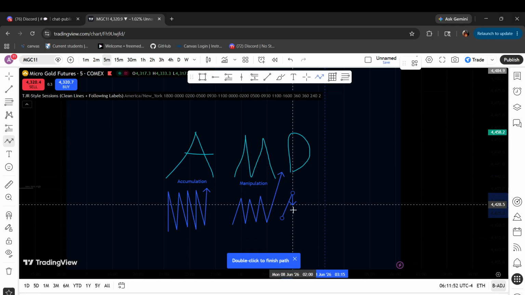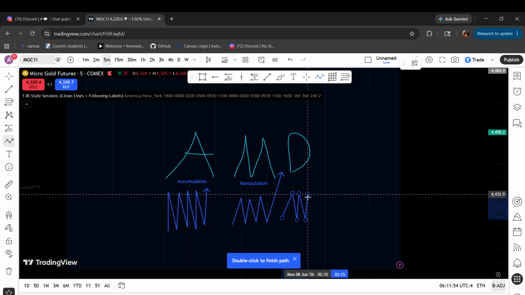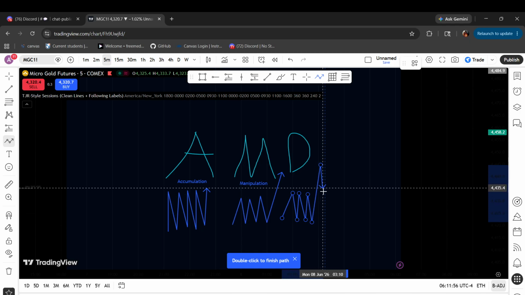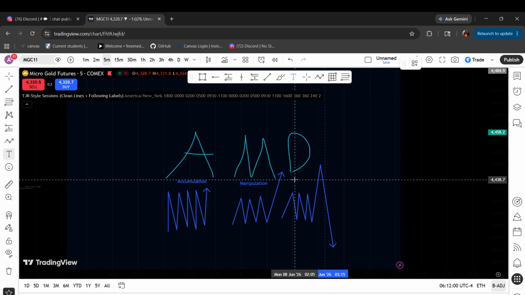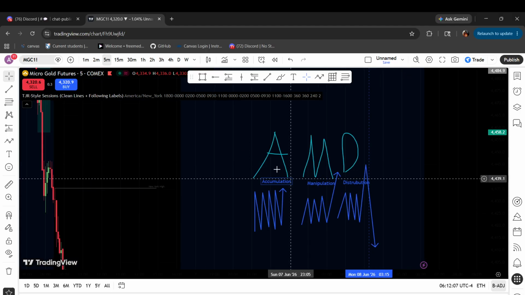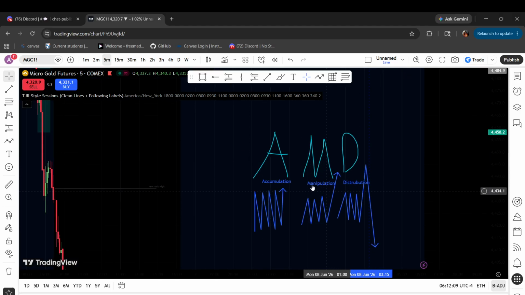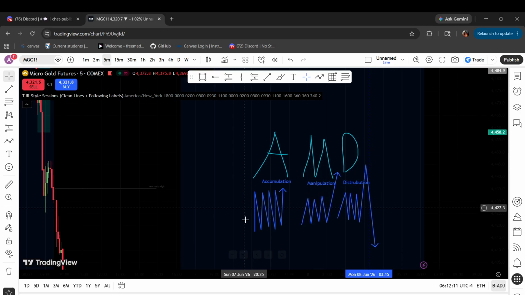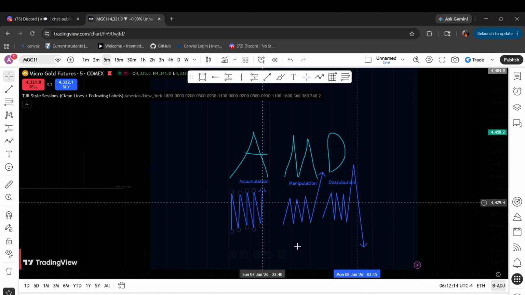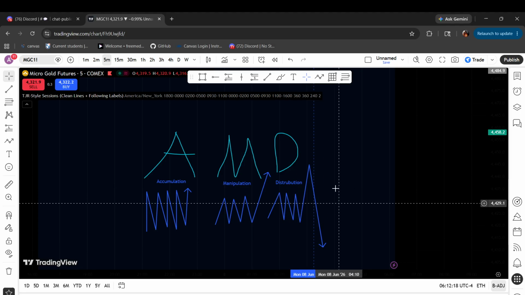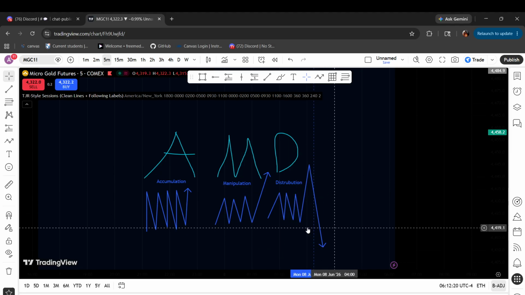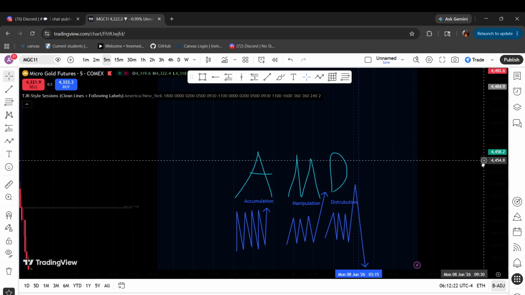Usually we have our accumulation move, we have our manipulation, and then we have our distribution move where we come lower. So this would be A, accumulation, M, manipulation, D, distribution. Accumulation is where we're just consolidating. Manipulation is where we take out buy side or sell side liquidity. And then distribution is where we're coming down to fill these sell side or buy side orders, right?